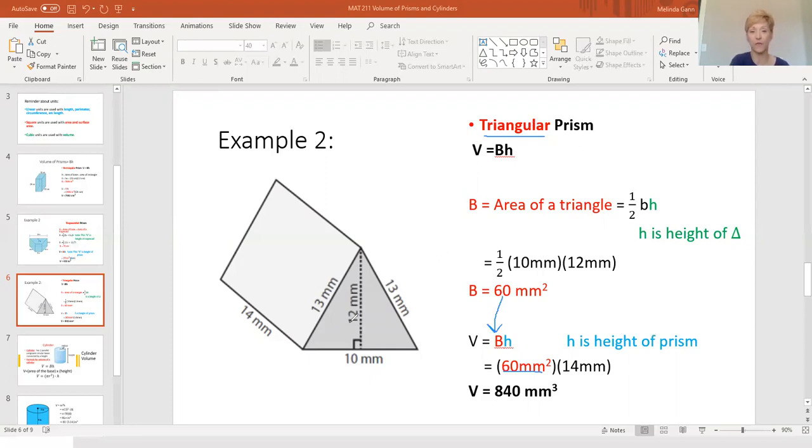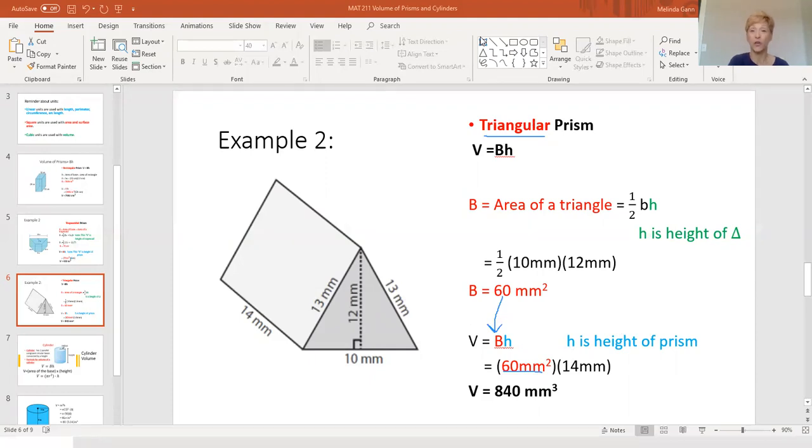So how far apart are the triangle on the front and the triangle on the back? Do you see that they're 14 millimeters apart? So that's why 14 is my height. Height doesn't always mean up and down. Height is the distance between your bases. And so when I multiplied that out, I got 840 cubic millimeters.